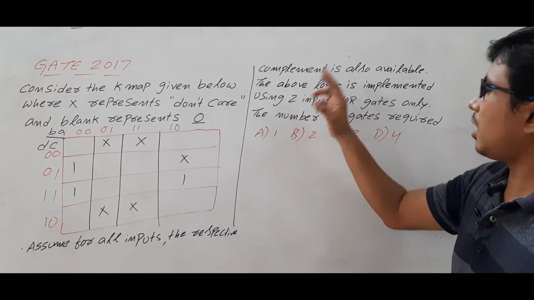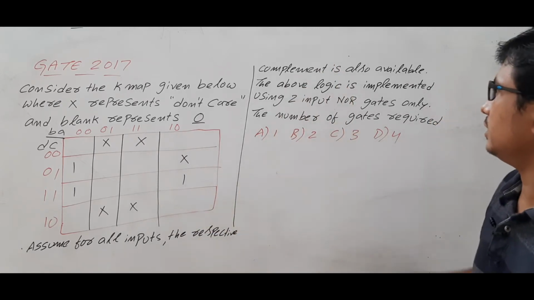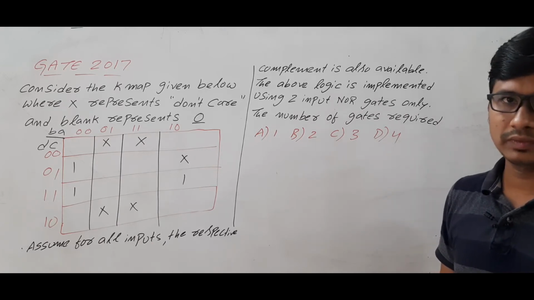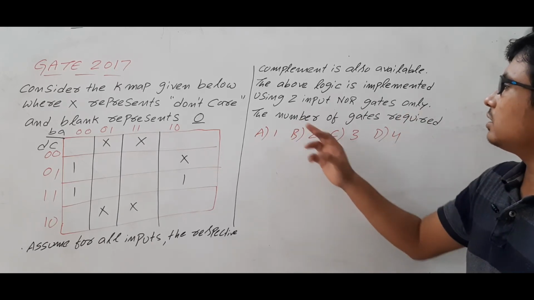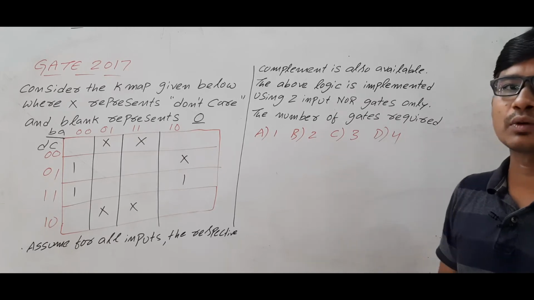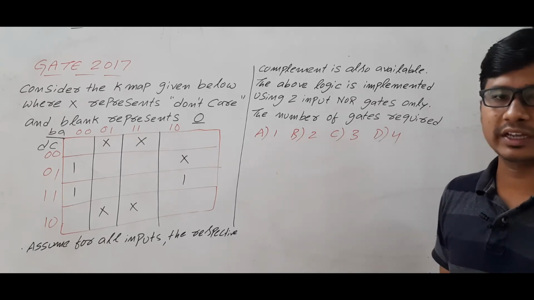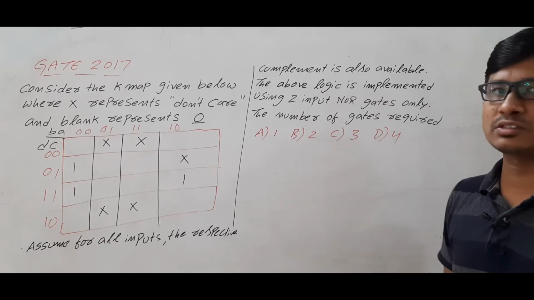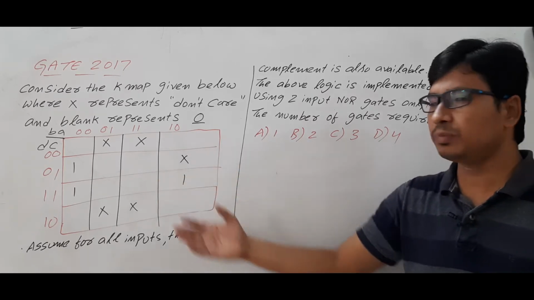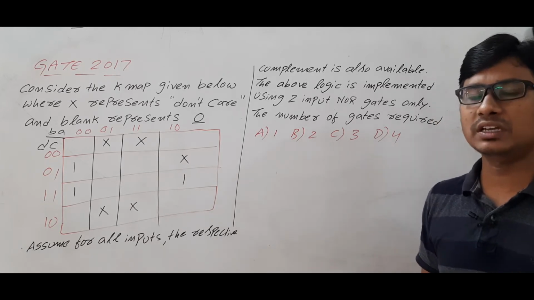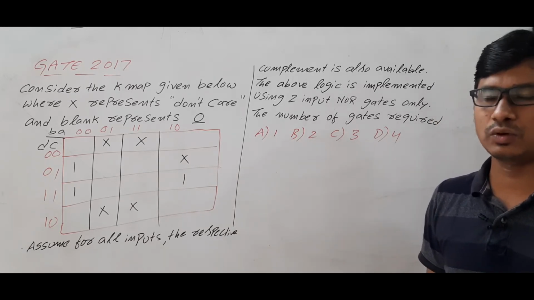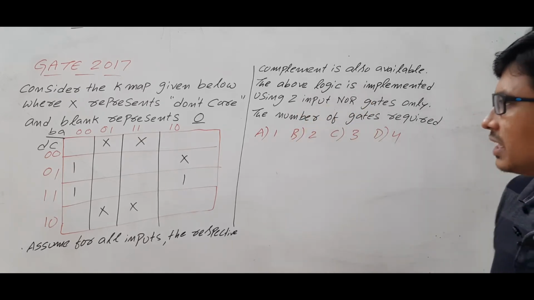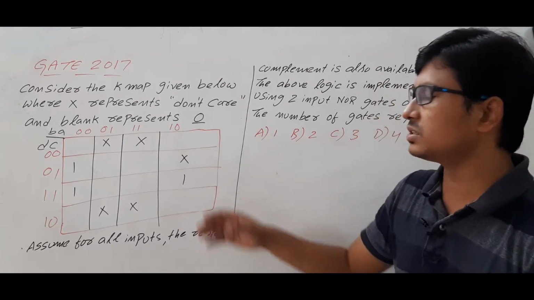The above logic, whatever logic we have taken, is implemented using two-input NOR gates. Then the minimum number of gates required is asked. They have given option A as 1, option B as 2, option C as 3, option D as 4. So they are asking, if you simplify this expression, how many gates are required, which are NOR gates only. Now first we will simplify this using the K-map.